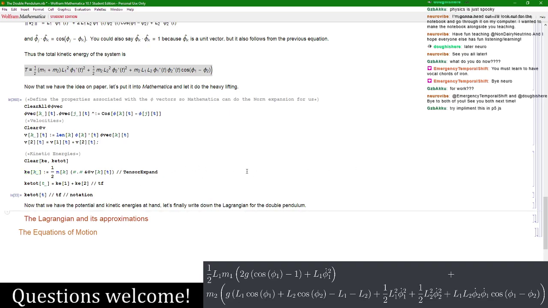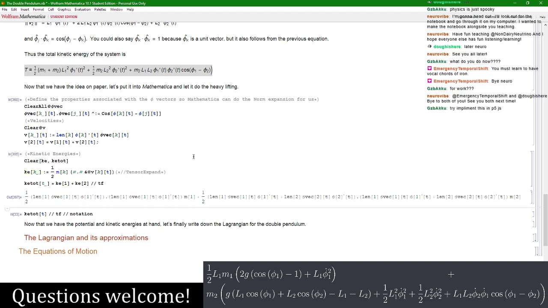I think I mentioned earlier, I was up really late last night trying to fix an issue associated with Mathematica not knowing to automatically expand the dot products associated with these kinetic energy calculations. What I mean by that is, let's comment out this tensor expand and do that. And so then we get things like this here.